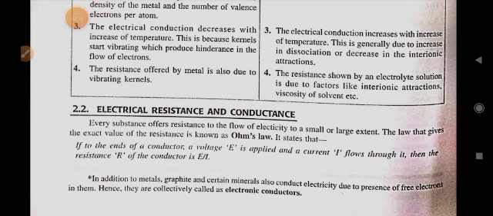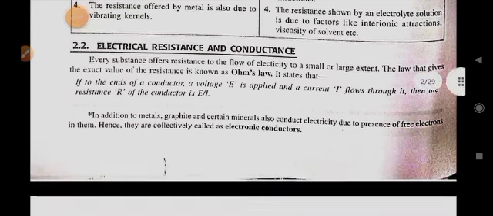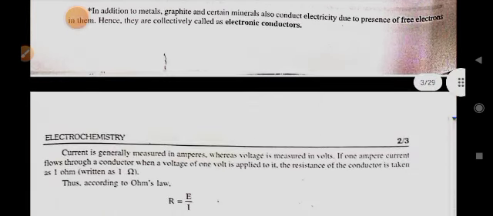It states that if at two ends of a conductor a voltage E is applied and a current I flows through it, then the resistance R of the conductor is E by I. Current is generally measured in amperes, whereas voltage is measured in volts. If 1 ampere current flows through a conductor when a voltage of 1 volt is applied to it, the resistance of the conductor is taken as 1 ohm.